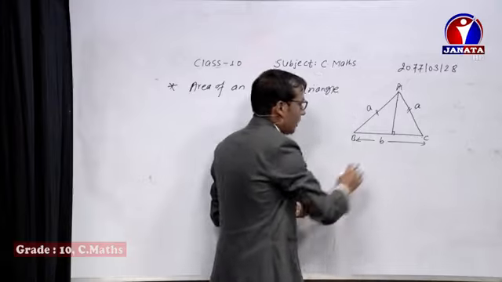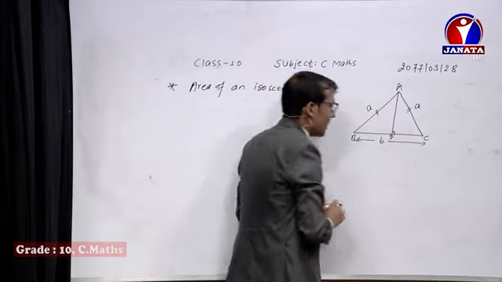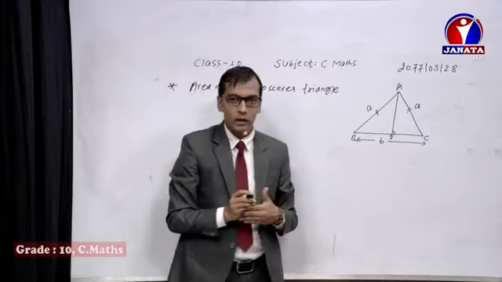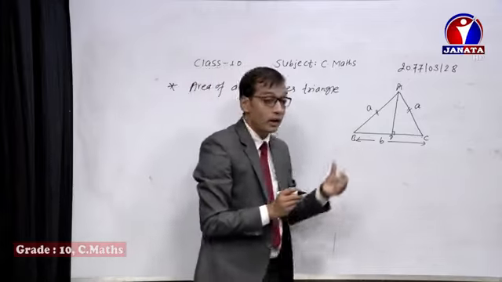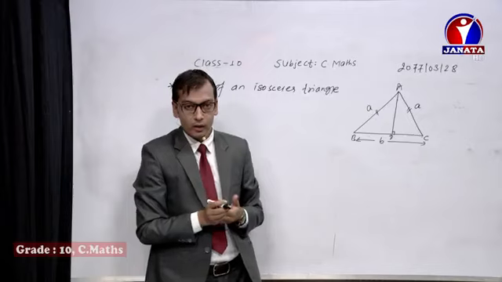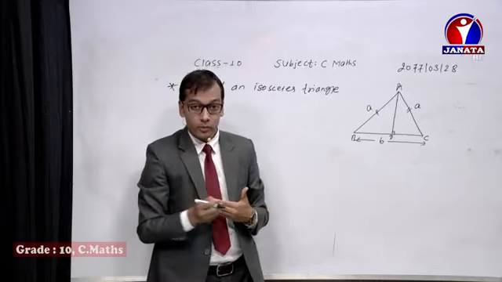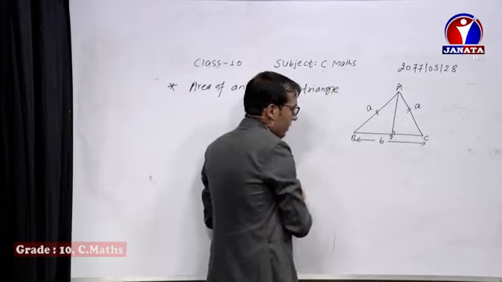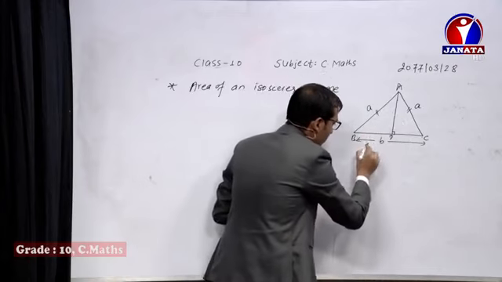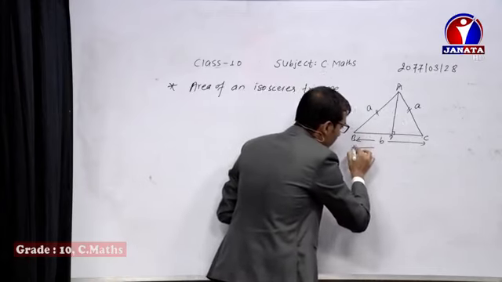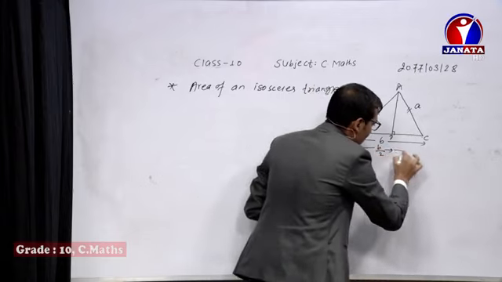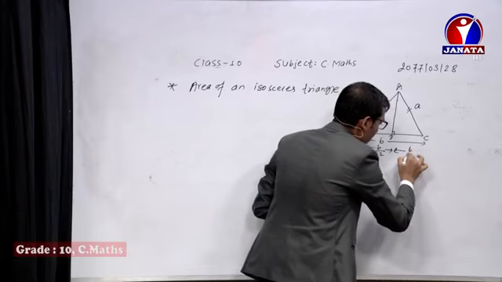So AD is the height, because height is perpendicular to the base and drawn from one of the vertices of a triangle to its opposite side. So if AD bisects the base BC, what is the measure of BD? Again, BD is half of B, it's B by 2, and DC is again B by 2.